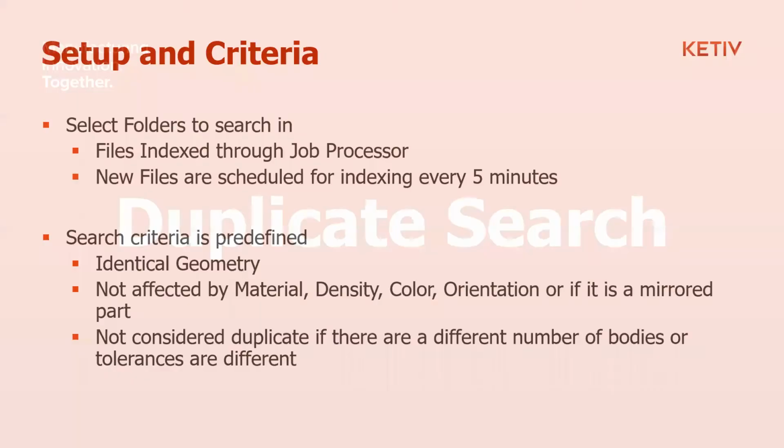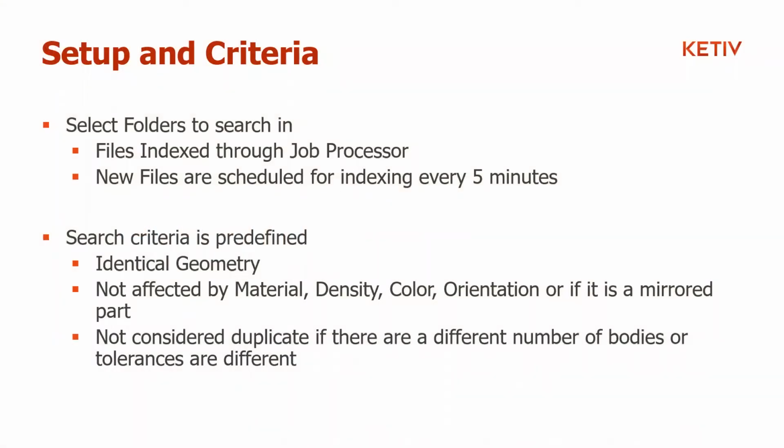So setup and criteria, let's take a look. The way that the duplicate search is set up inside of Vault Professional is actually by us telling it what folders we want it to go through and check the parts for us. So essentially, we go into our Vault Professional client as an administrator, and we tell it not a list of folders, but a top level folder that we want to index and search through, and then any children folders beneath that are actually included at the same time.